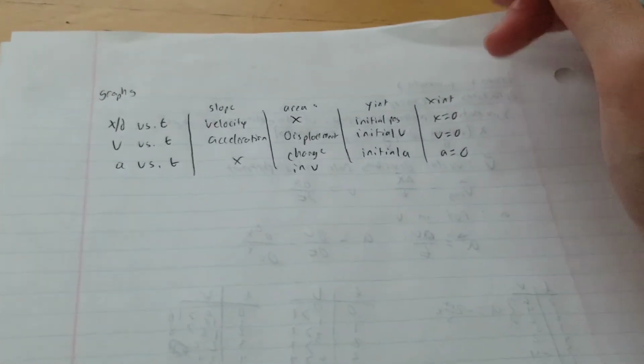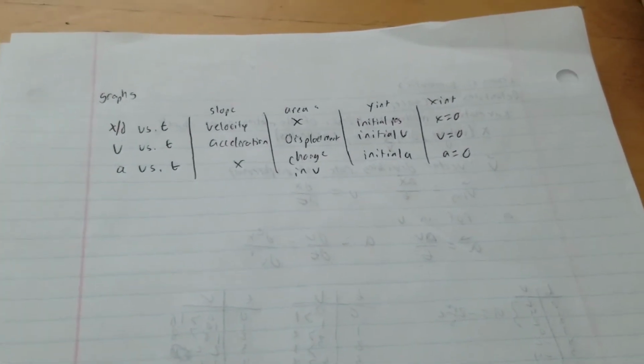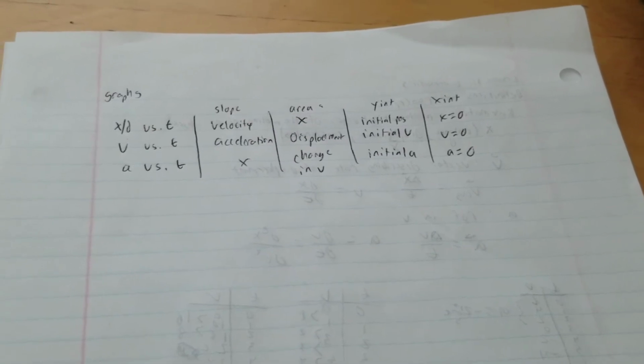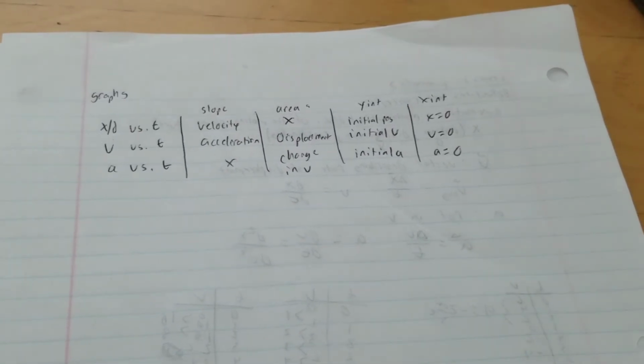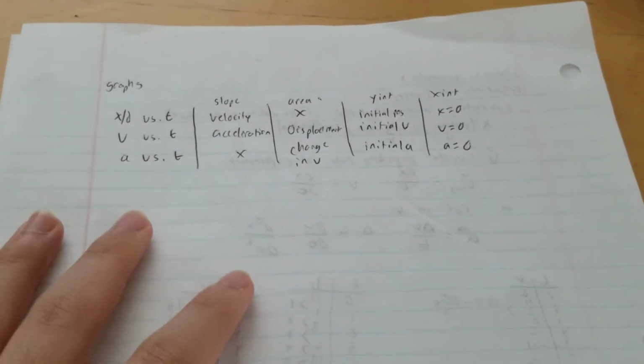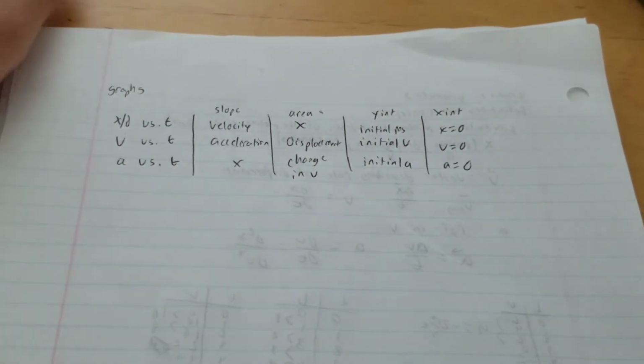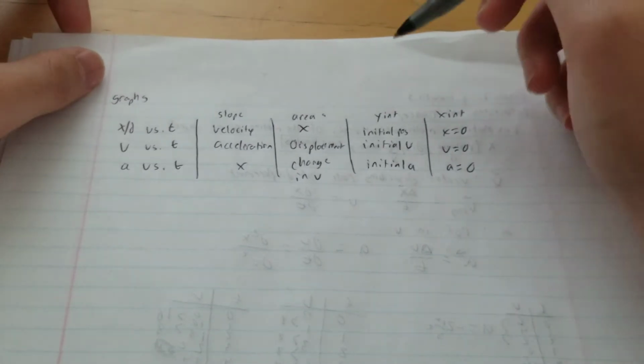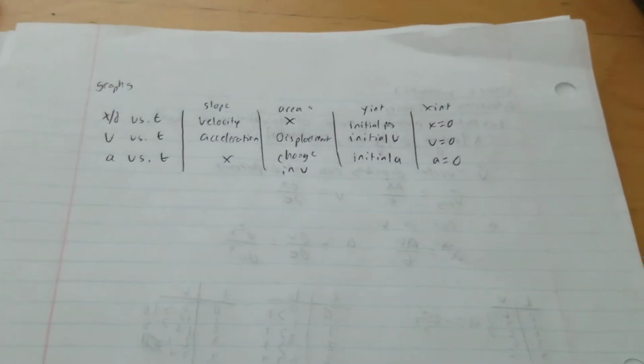So these different types of graphs have different measurements sometimes, and you can find them out. So basically, you wanna know what you can find from different types of graphs, right? The slope, area, y-intercept, x-intercept.